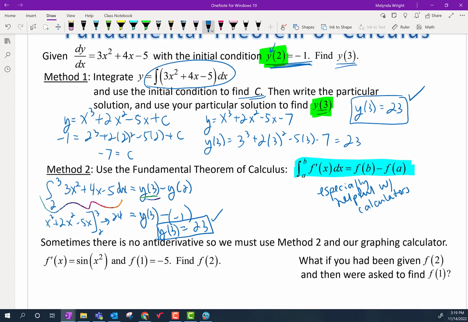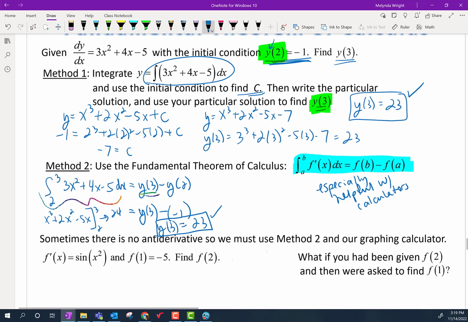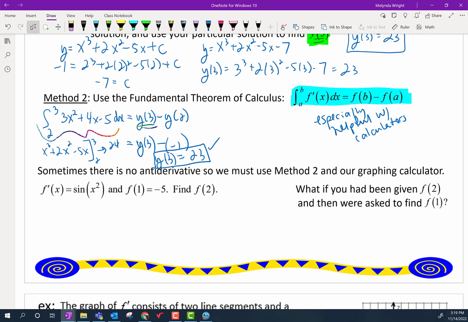And in the next example, I think it'll become very apparent why this would be superior when we can't do the antiderivative by hand. So, for example, this very last one. We can't do the antiderivative of sine x squared. There isn't one that we can do by hand. We would have to use an approximation. Our calculators have a very robust approximation program that approximates integrals for us, ones that we can't do by hand, and even ones that we can do by hand. So let's set this up as a fundamental theorem problem, like method 2, and let's work through that.